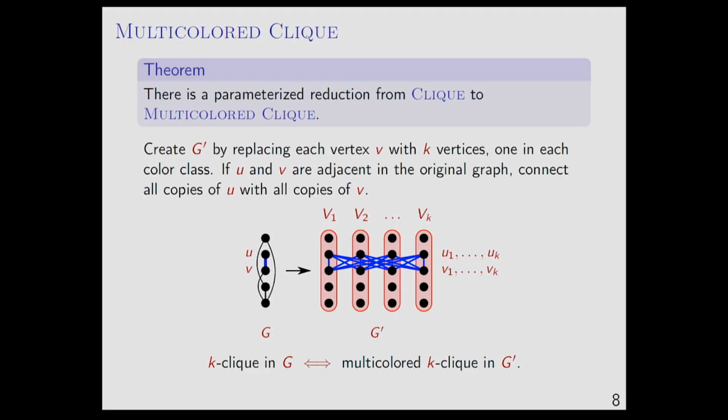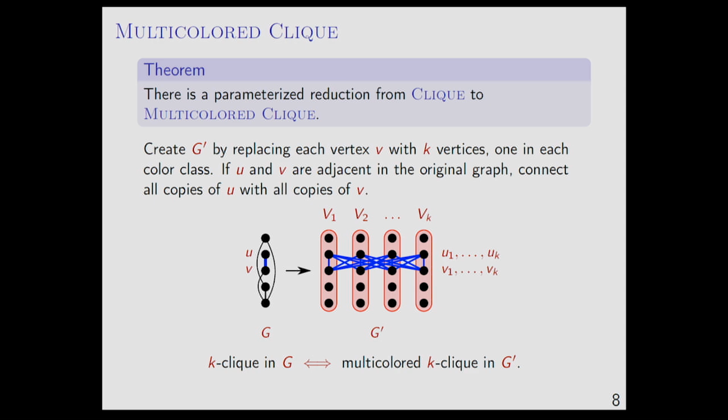So how do you make this reduction? You replace every vertex v with k vertices, one in each color class. And if u and v are adjacent in the original graph, then you make all their copies adjacent to each other. So that's it. What we did was take G and take k copies of it, thinking of each copy of the graph as a different color class.